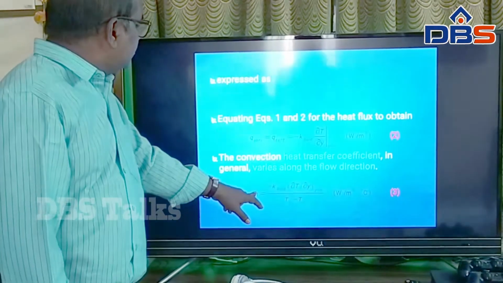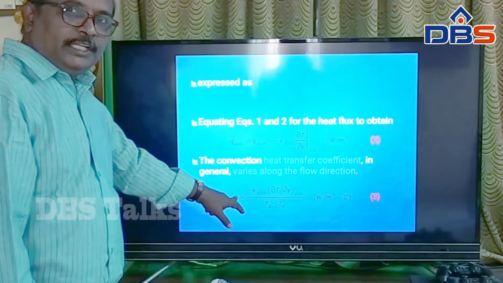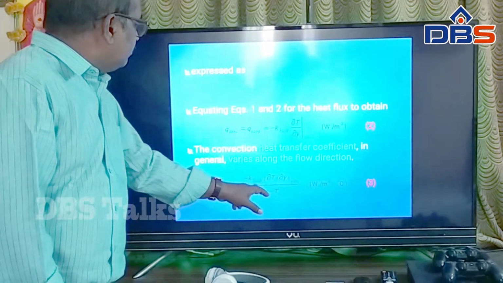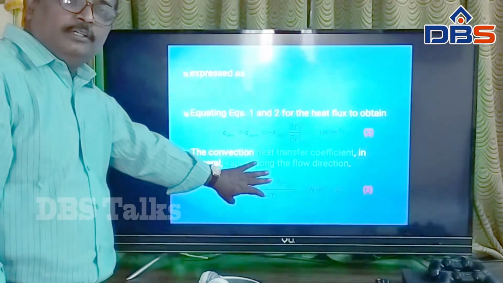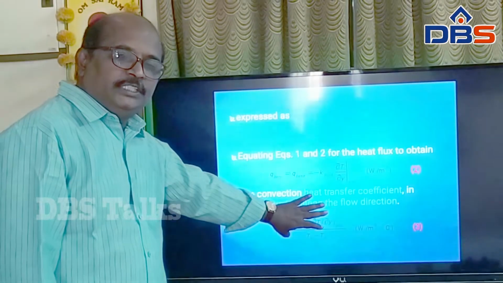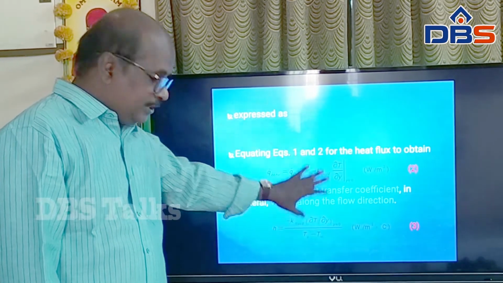If you equate both the equations, then we will get an equation h equal to minus k into dou T by dou y divided by Ts minus T infinity. Using this equation, we can find out convective heat transfer coefficient. So this is the combined equation of conductive and convective heat transfer coefficients.